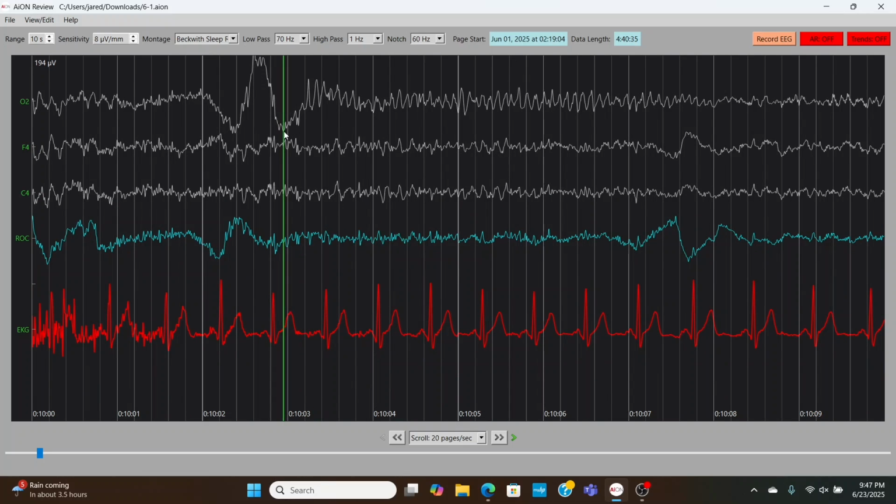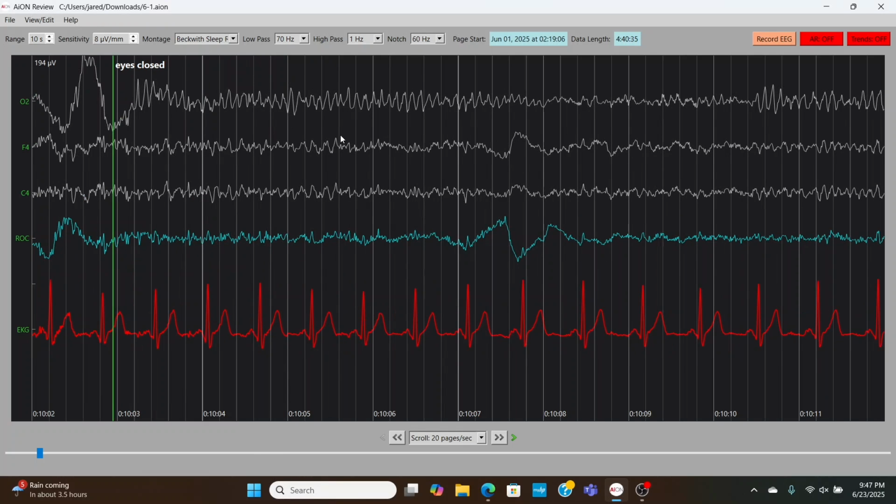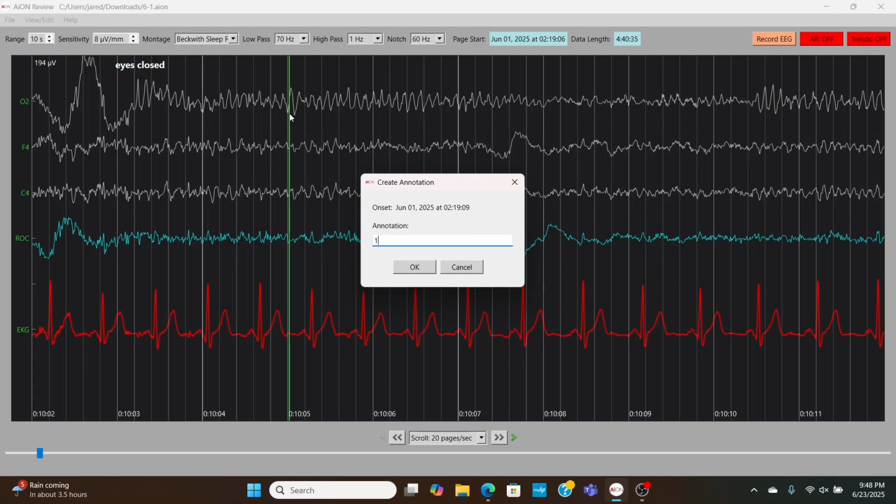Here's when I close my eyes and we have a reactive posterior dominant rhythm. That's when the background rhythm, that 8 to 12 waves per second, in my case, if we count the waves per second at O2, we're looking at about 11 per second. So we got a normal, reactive PDR, or posterior dominant rhythm, that appears with eyes closing. Yep, here we go. Label it 11 hertz, reactive PDR.